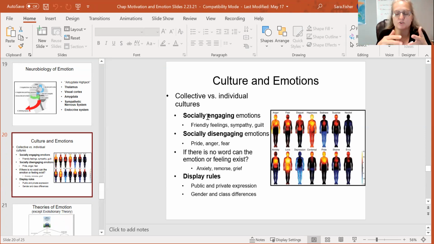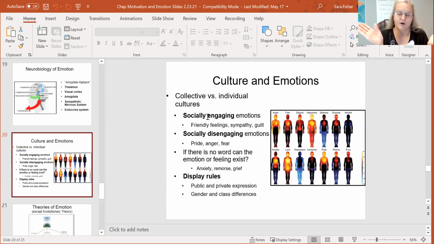So cultures that want to promote the collective interest will encourage you to experience guilt. They may even make you feel guilty because guilt will turn you towards the group. Socially disengaging emotions, emotions that turn you away from the group, are things like anger and pride.